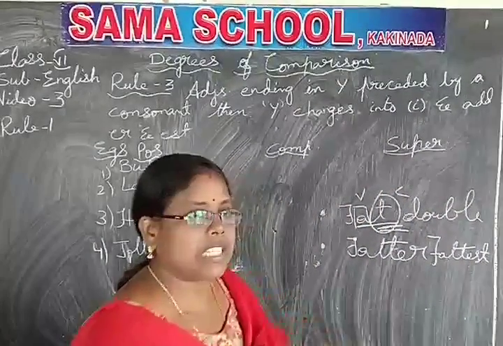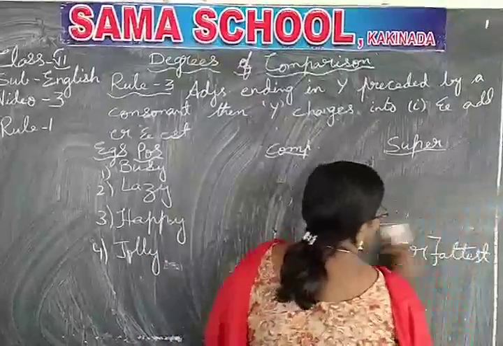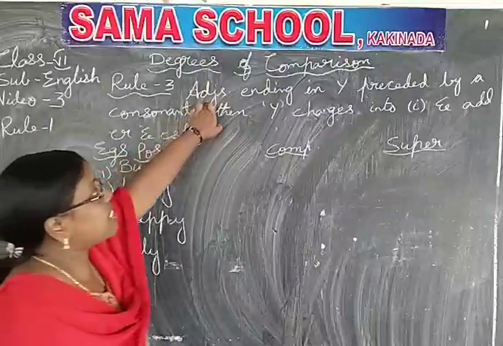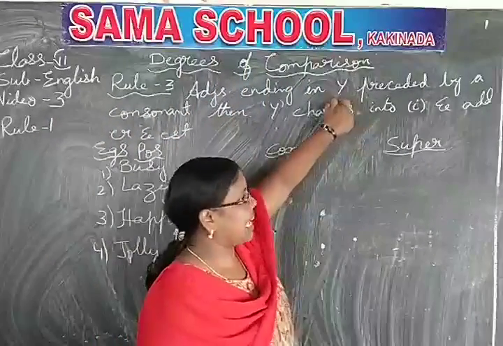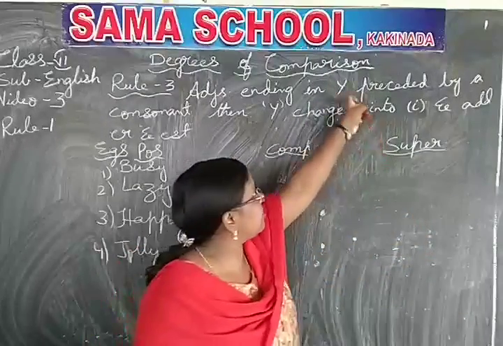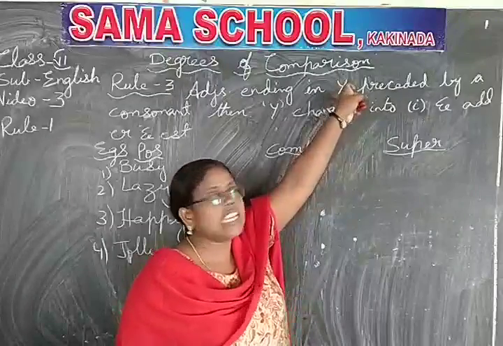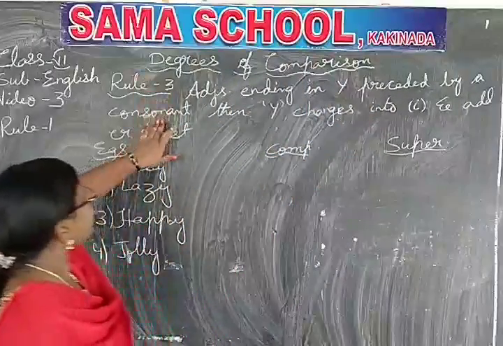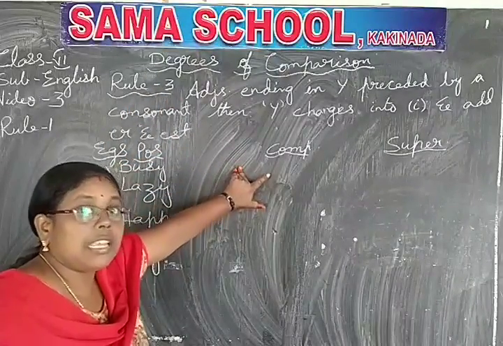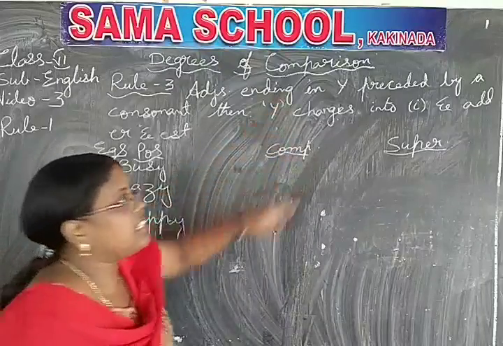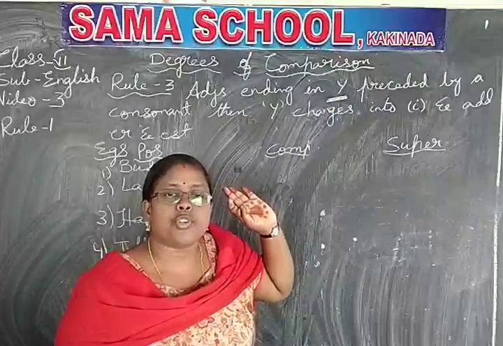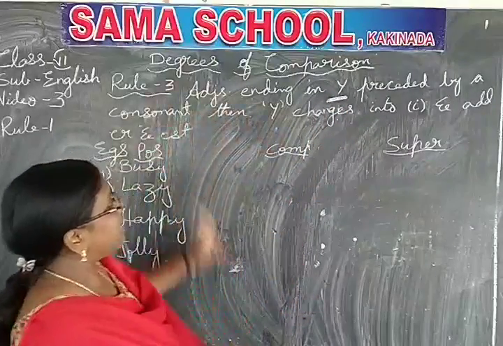I hope you remember till here. Now the third rule, adjectives ending in Y. Ending in Y, before that a consonant. Particularly Y. Adjectives ending in Y preceded by a consonant. Y also is a consonant, but particularly we are given Y. Before that Y, you should have a consonant.